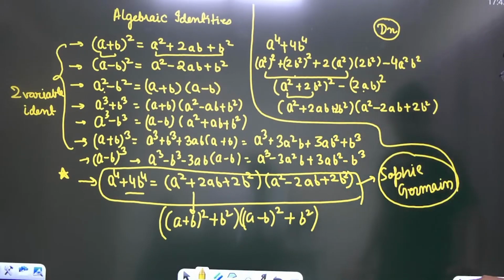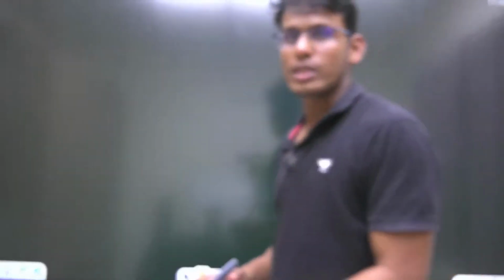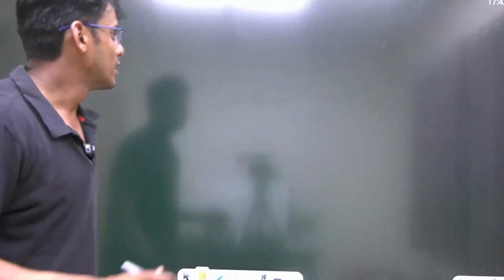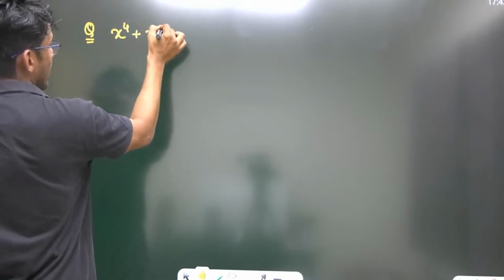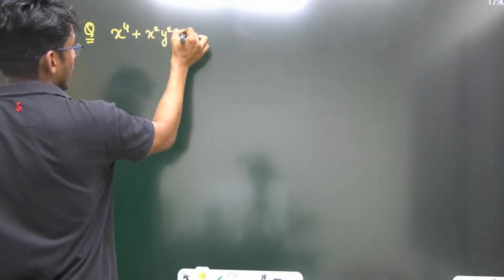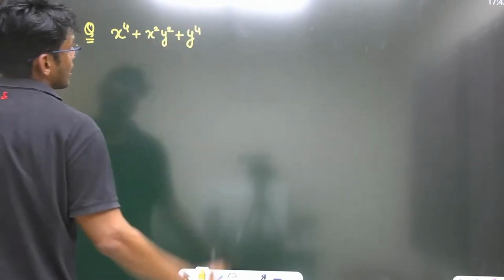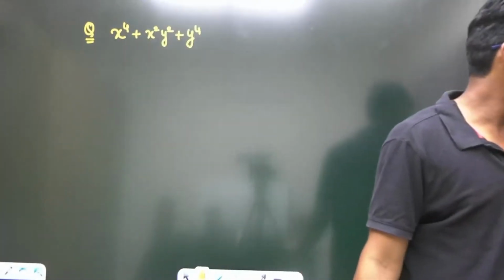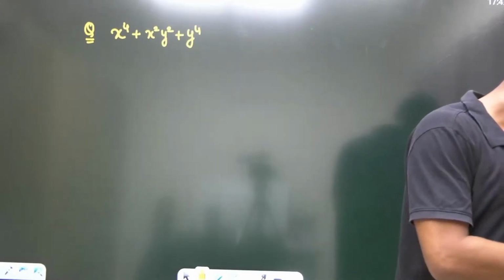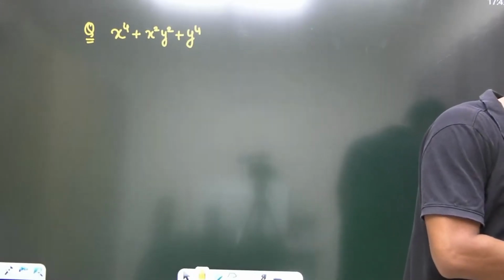Perfect. So let's solve this one. Let's try to solve this problem. Factorize x to the power 4 plus x square y square plus y to the power 4. Let's solve it. It is not directly Sophie Germain, but it has something to do with it.